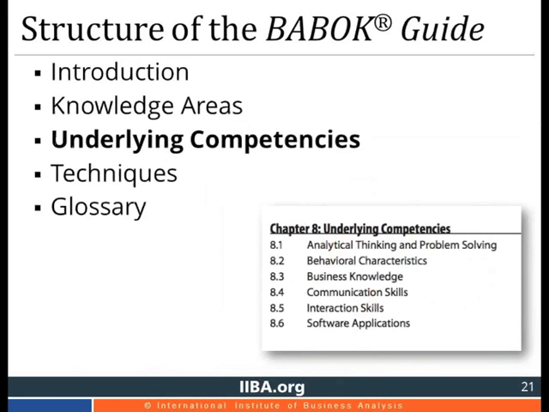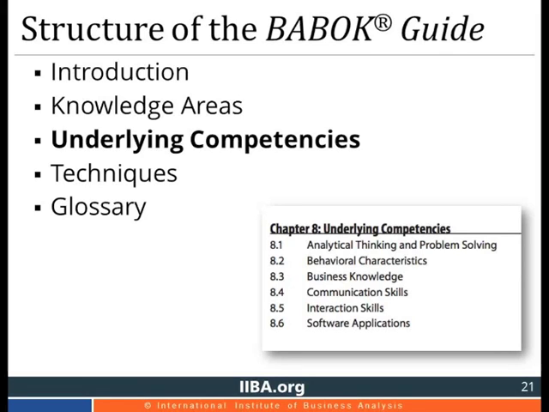The underlying competencies are the seventh and last knowledge area, but they're very different from the others. Where all the other knowledge areas talk about tasks, about things you do, about activities you undertake, the underlying competencies are really about the things you have to be good at in order to accomplish those tasks. So they aren't specifically tied to any one task. They can link to and support multiple tasks.